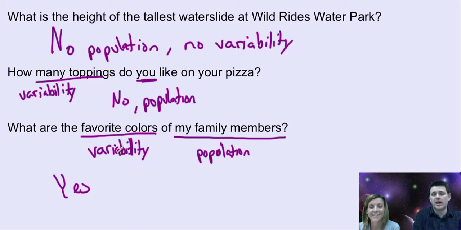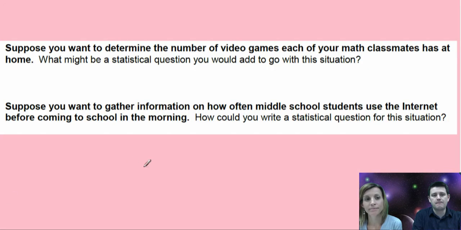There's variability. You're going to get a variety of different colors, unless it's a really boring family who just likes white or brown or whatever it might be. And you're asking the members of your family. So there are several people you're going to be asking, and you're specific about who it's being addressed to. I like that one.